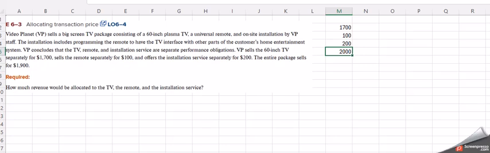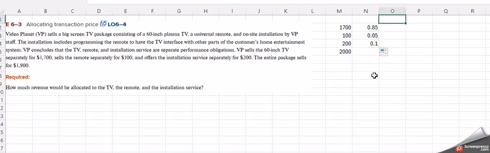So if I go in here and say, okay, we're going to allocate that $1,900, what I'm going to do is take each component, so the $1,700, and divide it by the $2,000 total, and that's going to give me a percent. And then I'm going to drag this down so it does the rest. Oops, didn't work, because I've got to lock it in. Quick, and then we'll drag it down. Okay, so the TV is worth 85%, the remote is worth 5%, and the installation is worth 10% of the price.